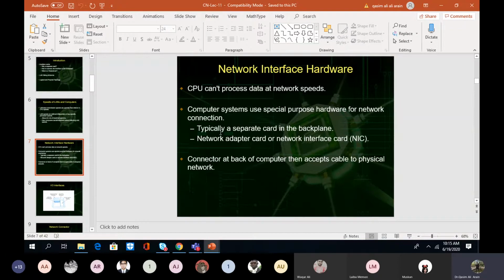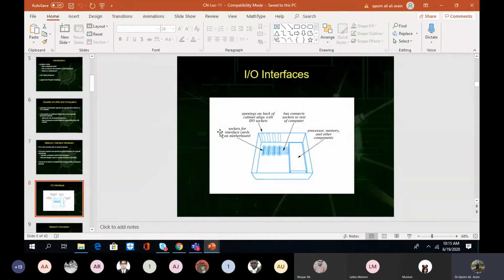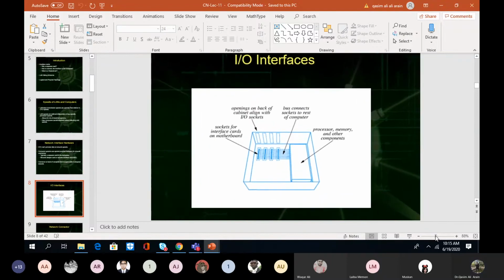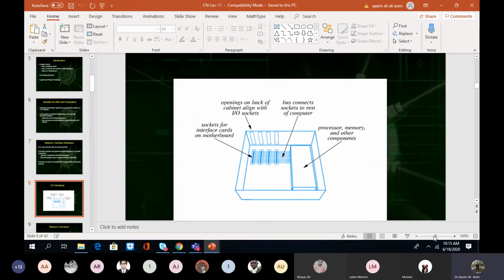I have given you the explanation that the NIC is used. A connector at the back of the computer then accepts a cable to the physical network, right? So this is somehow like an I/O interface of your computer. I think if it is visible to you, that's fine. Otherwise, I have to make it large. Okay, so now in this particular computer, if you can see, that is the bird's eye view of this particular computer.